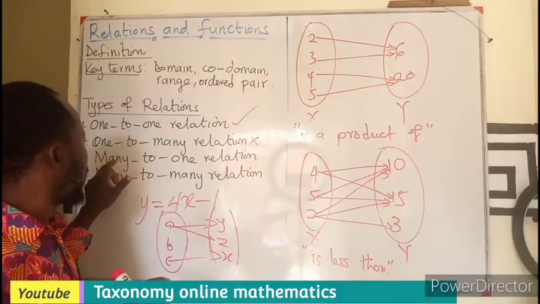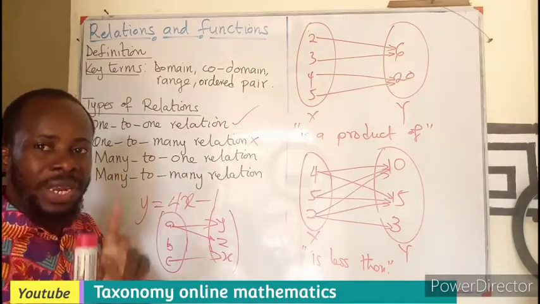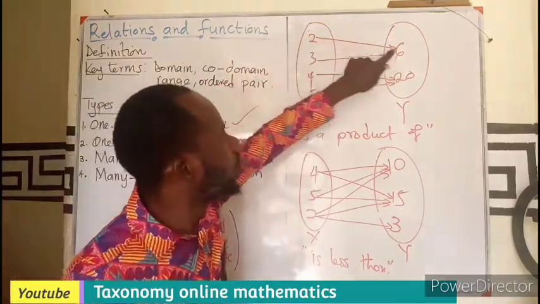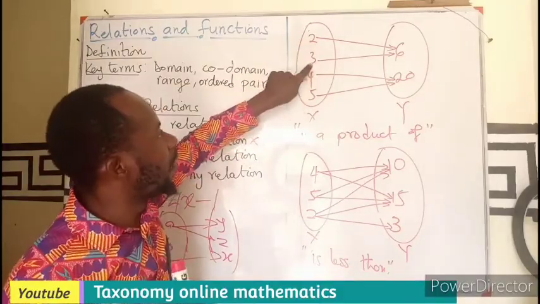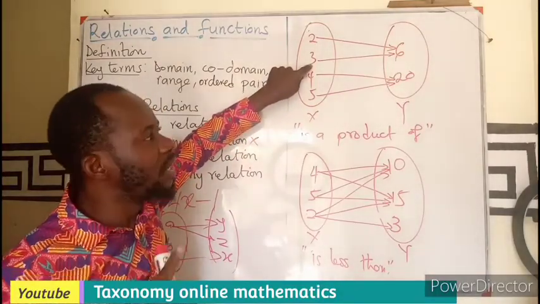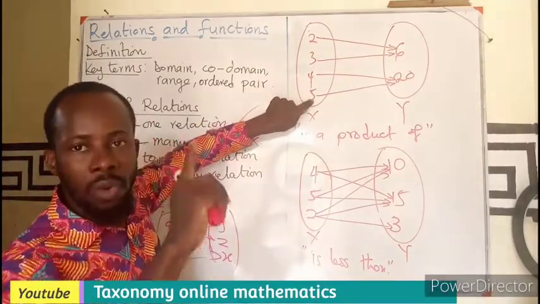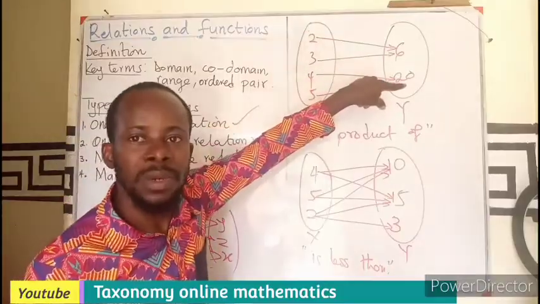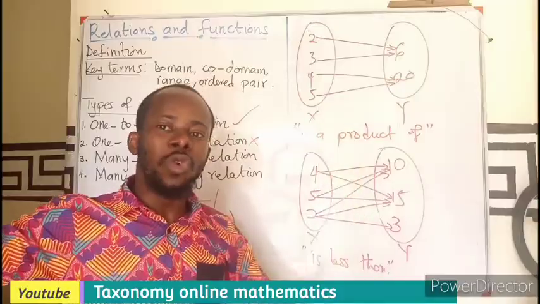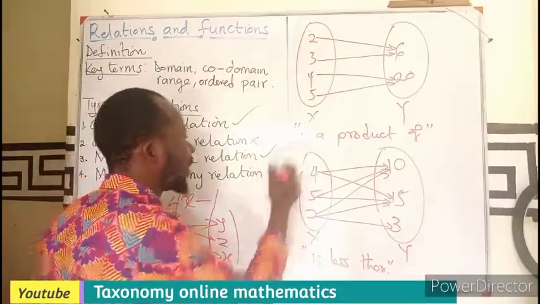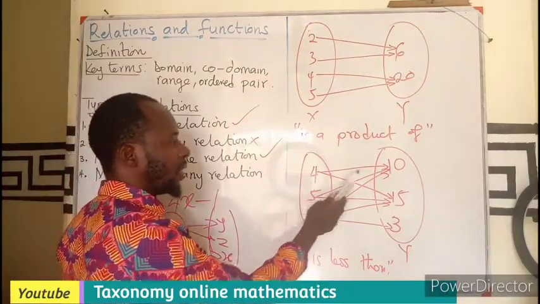Then let's take many to 1. An element in the domain has one element in the codomain. So many to 1. How many elements is 2 having in the codomain? 1, that is 6. How many elements is 3 having? Only 1. How many elements is 4 having? Only 20. 5 is only 20. But this is many to 1. Since an element in the domain is having only one element in the codomain, this is also a function. So we can also call this a function.